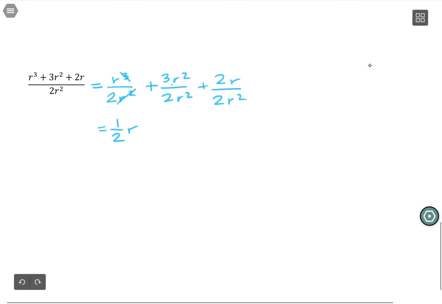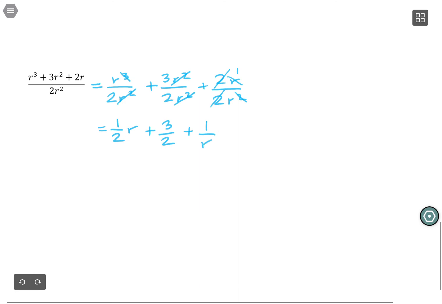In the second fraction, I can cancel both the top and the bottom r squared. So r's are gone completely. R squared over r squared is 1. But I am left with 3/2. And then the last fraction, I can cancel the 2. I can cancel one of the r's. Here again is where it matters. What I'm left with is, that shouldn't be an equals, that should be a plus, 1 over r.